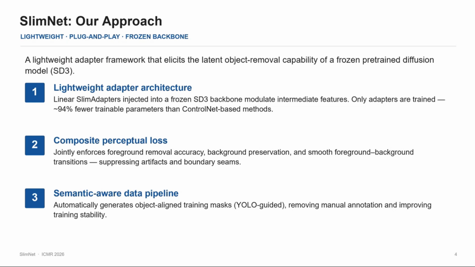Two, a composite perceptual loss that jointly enforces foreground removal accuracy, background preservation, and smooth foreground-background transitions, suppressing artifacts and seams. Three, a semantic-aware data pipeline that automatically generates object-aligned training masks, removing the need for manual annotation and improving training stability. I will go through each in turn.